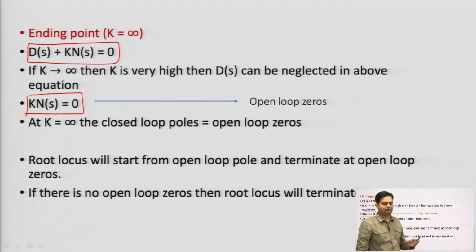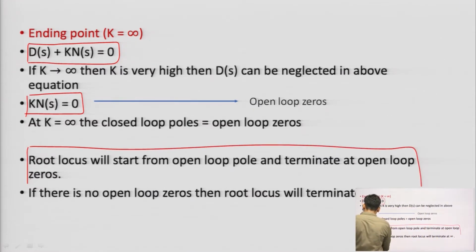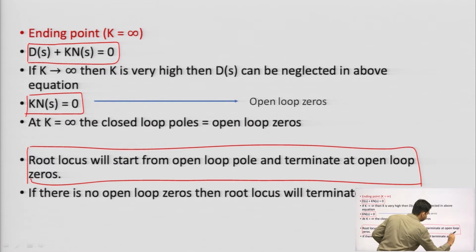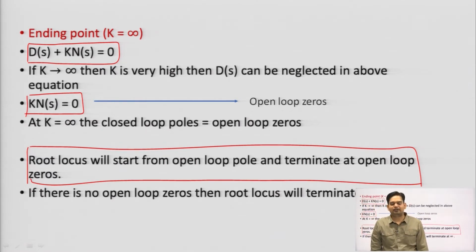So, this concept we had seen in the last session, that our root locus will start from the open loop poles and terminate at the open loop zeros. This is the importance of the open loop. That is why in every problem of root locus the open loop transfer function would be given, and then we would like to observe and calculate the stability of the closed loop system, right.